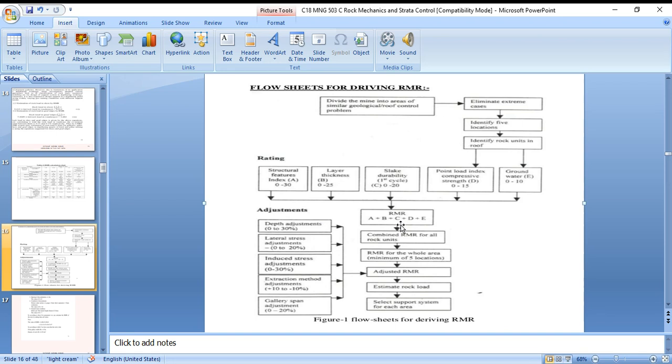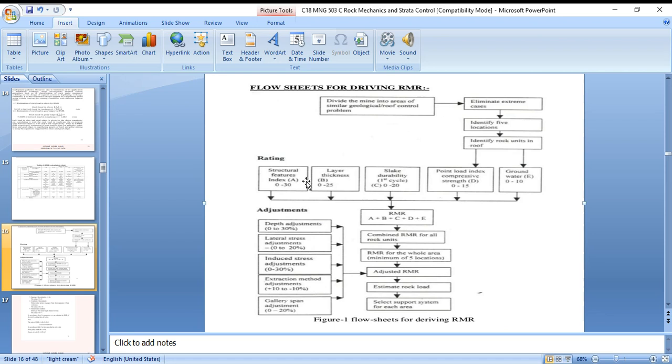So RMR equals A plus B plus C plus D plus E. So what are A, B, C, D? Then adjustments, depth of adjustments, the combined RMR for all the rock units, RMR for the whole area, minimum of 5 locations, adjustment of the RMR, estimation of rock load, select a support system for each area. This is the sheet derived from the RMR flow sheets. So gallery span for adjustment, extraction method, induced stress, lateral stress, depth of adjustments.